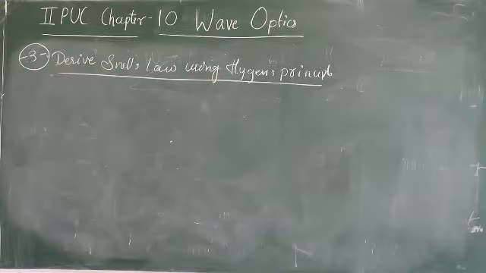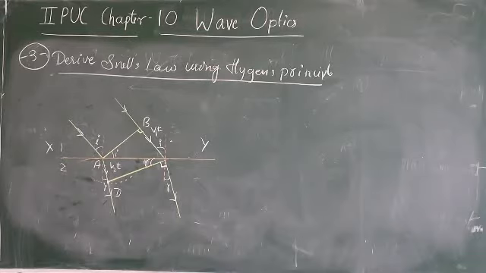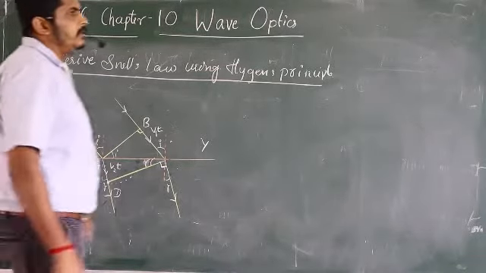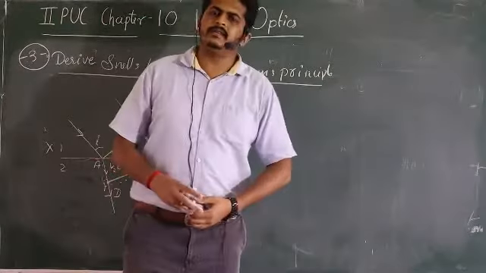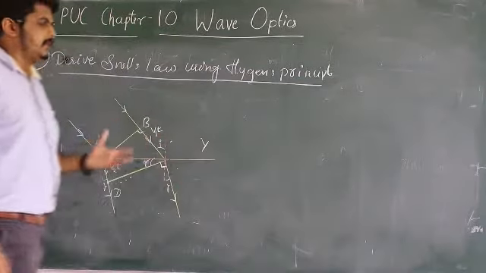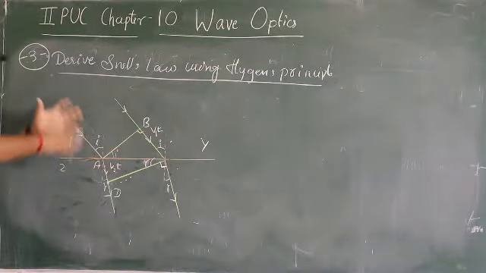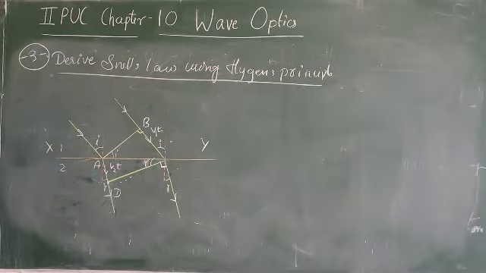Okay. So let us draw the ray diagram. So students, now what we are going to do is derive Snell's law by using Huygens principle. So it is for 3 marks. Ray diagrams you can see here, I will explain. Okay, have a look here. So pay attention.